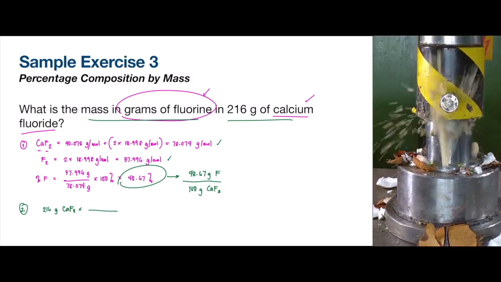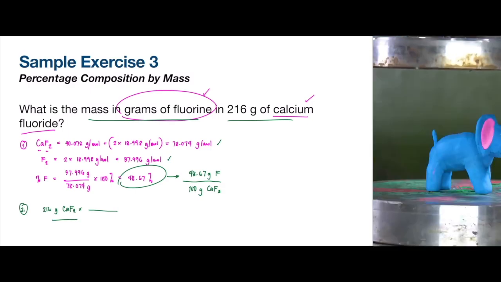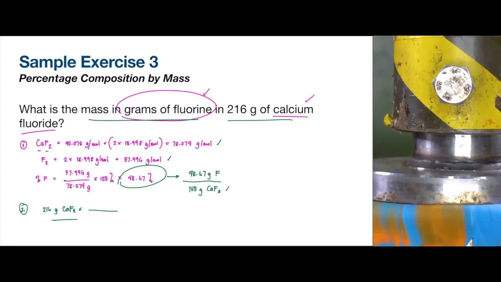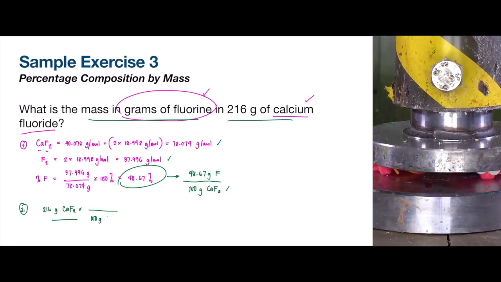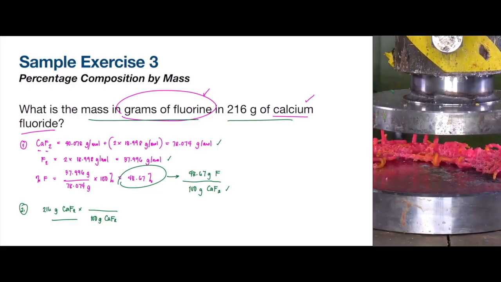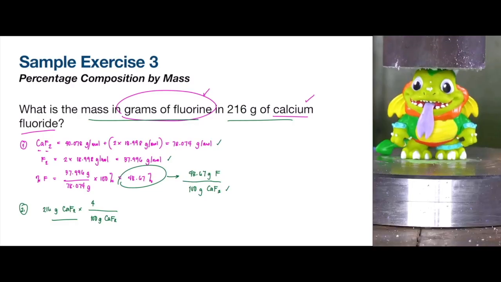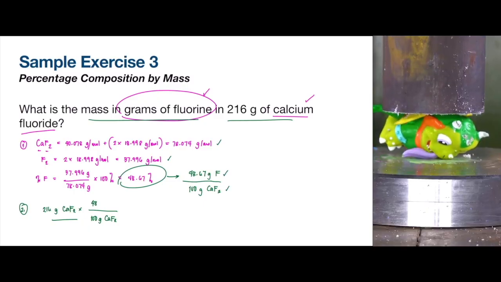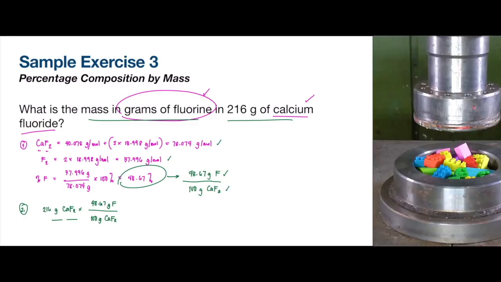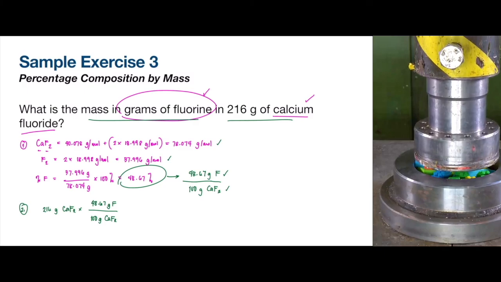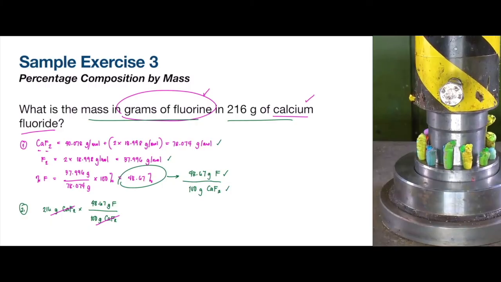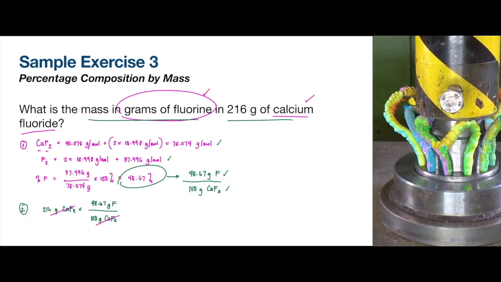Since the unit in our given is grams calcium fluoride, we will also write the quantity with the same unit in the denominator, and that is 100 grams of calcium fluoride. And therefore, the value that will be on the numerator is our desired unit, which is the grams of fluorine, and that is 48.67 grams of fluorine. We are writing it this way because we want to cancel the units. We can cancel this and we can cancel this. Then we will end up with grams of fluorine.